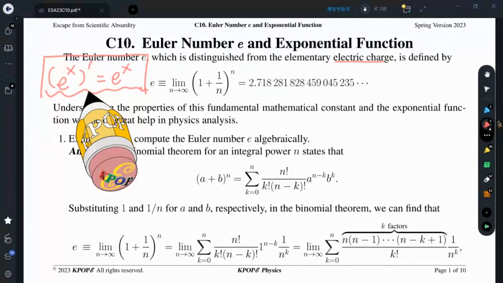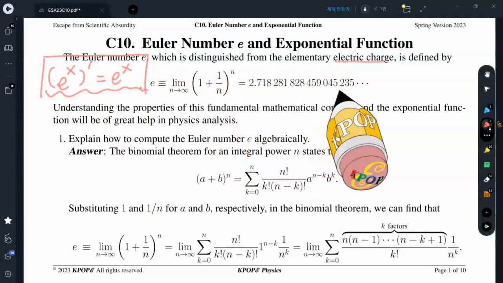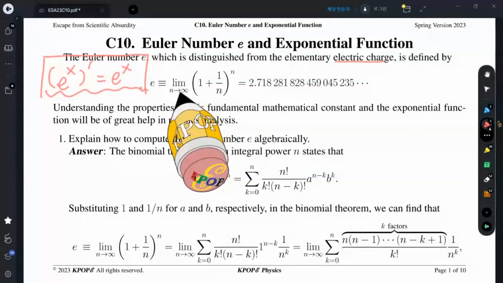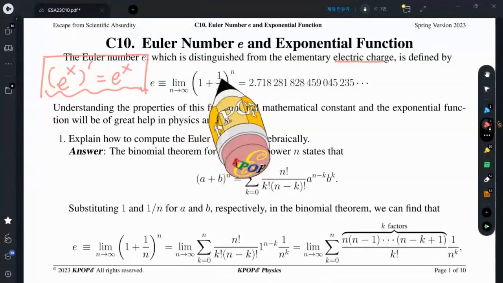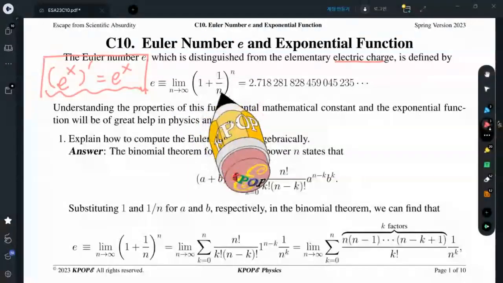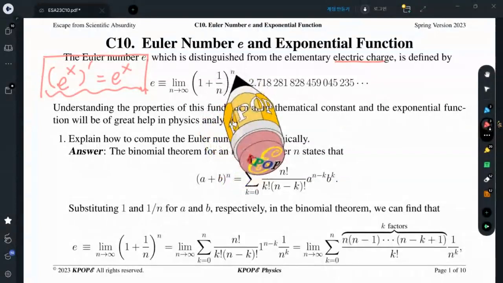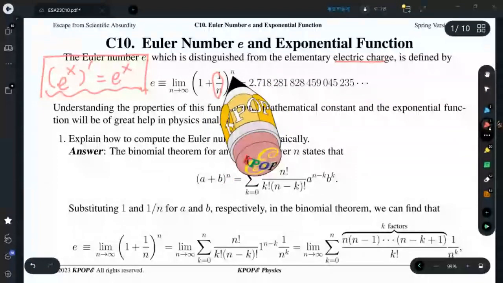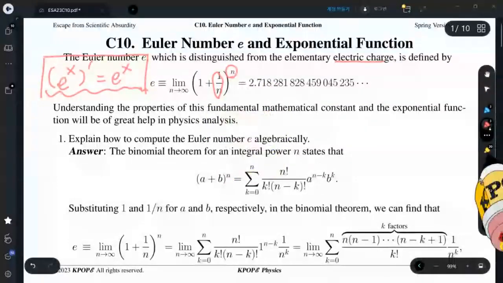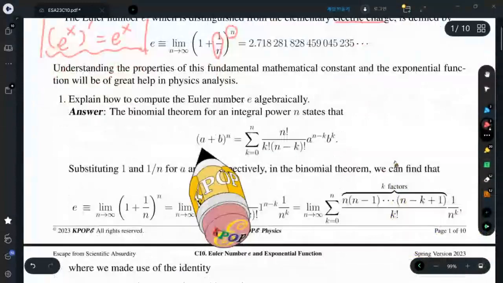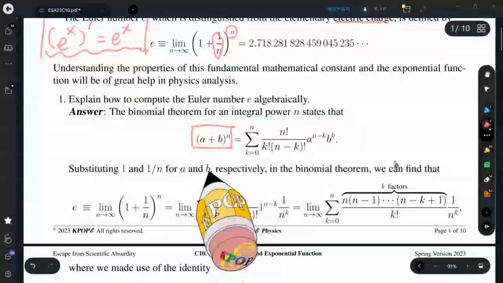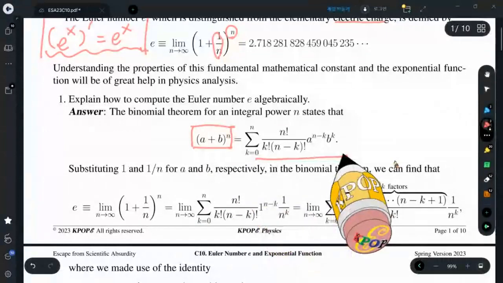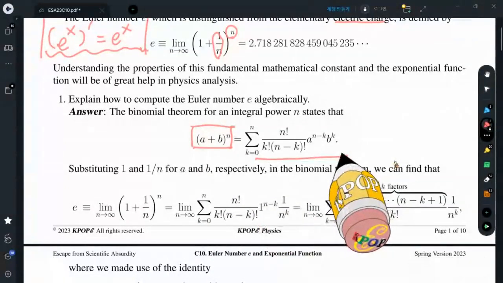Let's see. So we will reproduce this number. It is an irrational number. And remember, it is very simple: 1 plus something, where something is very tiny, and its power is very large. So they are mutually reciprocal. Okay, we recall the binomial expansion. I believe everybody knows this very well.